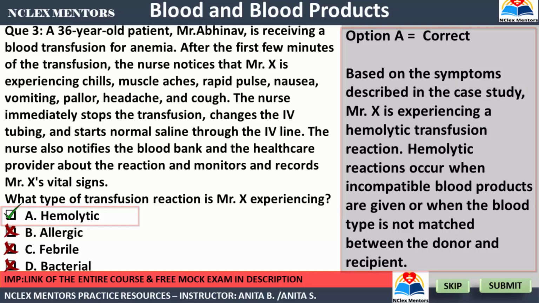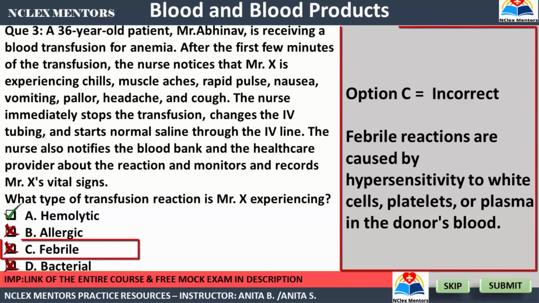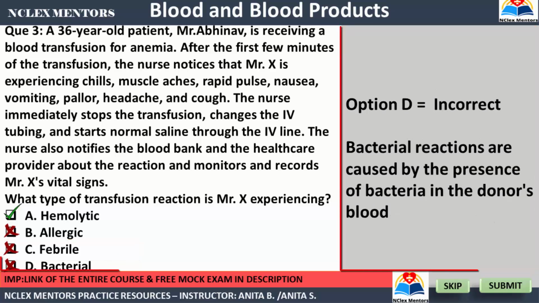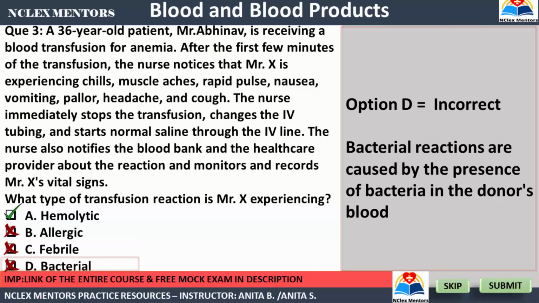and recipient. The other options, B, allergic, C, febrile, and D, bacterial, are not consistent with the symptoms described in the case study. Allergic reactions are characterized by symptoms such as skin flush, swelling of the lips and tongue, and itching, while febrile reactions are caused by hypersensitivity to white cells, platelets, or plasma in the donor's blood. Bacterial reactions are caused by the presence of bacteria in the donor's blood.